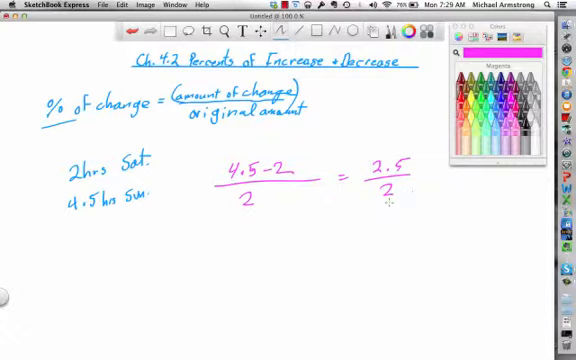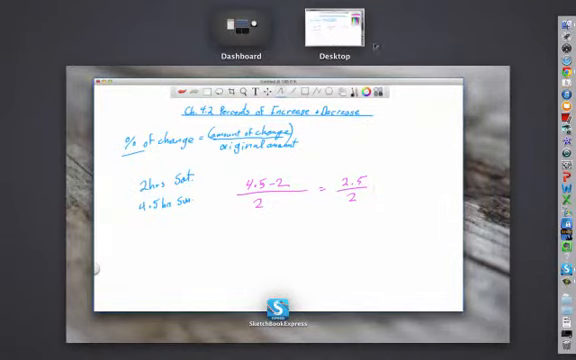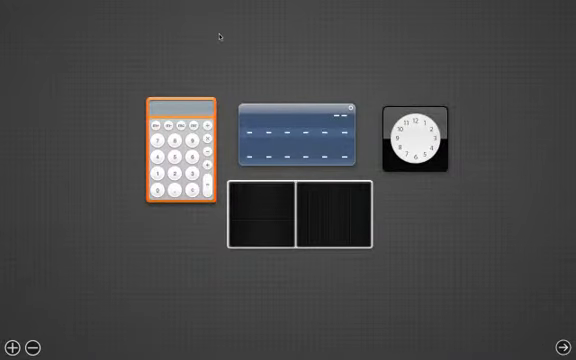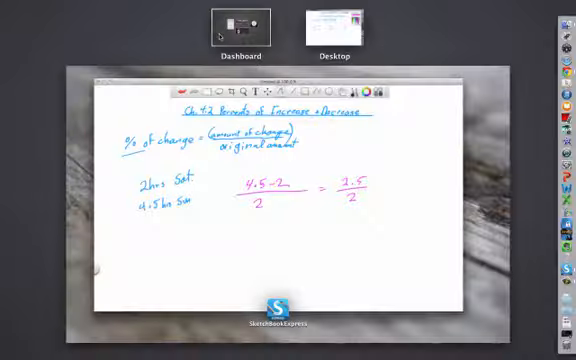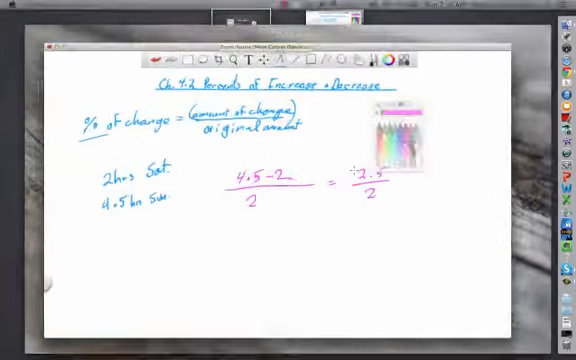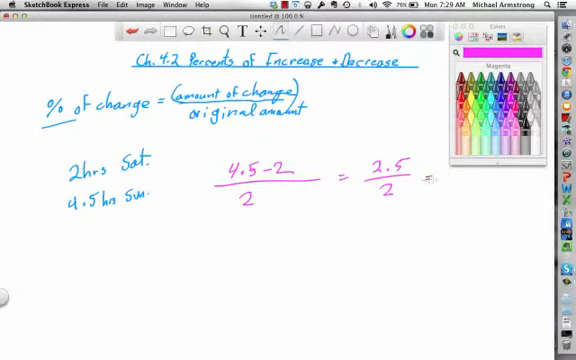You can write that as a percent just by using a calculator. 2.5 divided by 2. That didn't work. 2.5 divided by 2 is 1.25. We come back down here. So this is equal to 1.25.